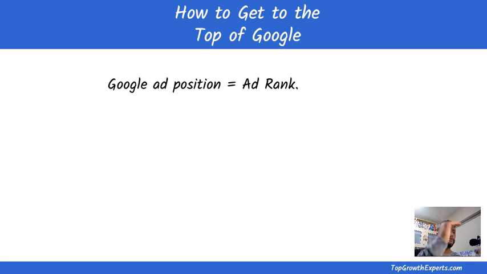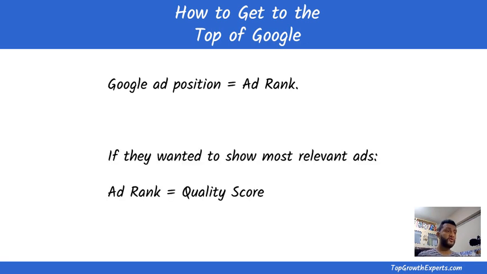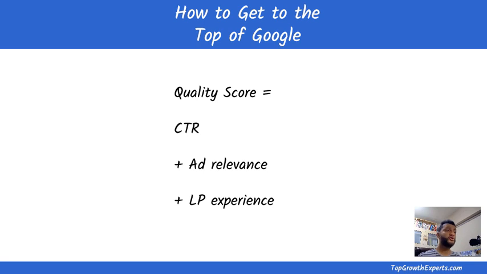The Google ad position is called the Ad Rank. And if Google only wanted to show the most relevant ads, the ad rank would equal the quality score. Okay, the two things would be equal. Quality score is something that Google has made public to everybody who advertises. Now, Google says that the quality score is equal to the click-through rate of the ad. So, for example, if you type a search for white rabbit, and an advert pops up for black rabbit, then you're not going to click through because it's not displaying what you want.